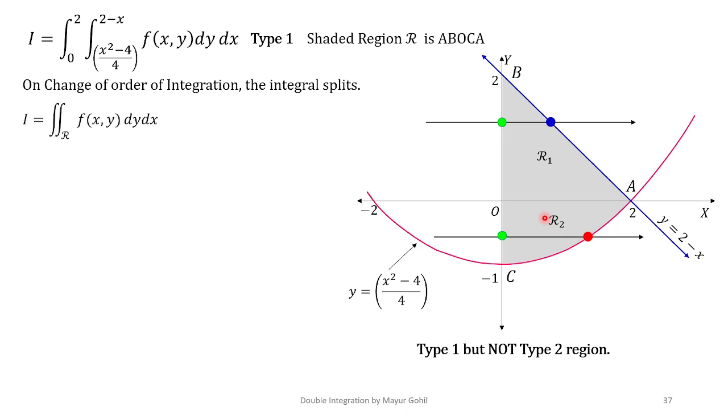Okay, and the given double integral, which is of the form double integral over R of f of x comma y dy dx, I now write it as double integral over R1 of f of x comma y dx dy, plus double integral over R2 of f of x comma y dx dy. See the change in the order that has happened.